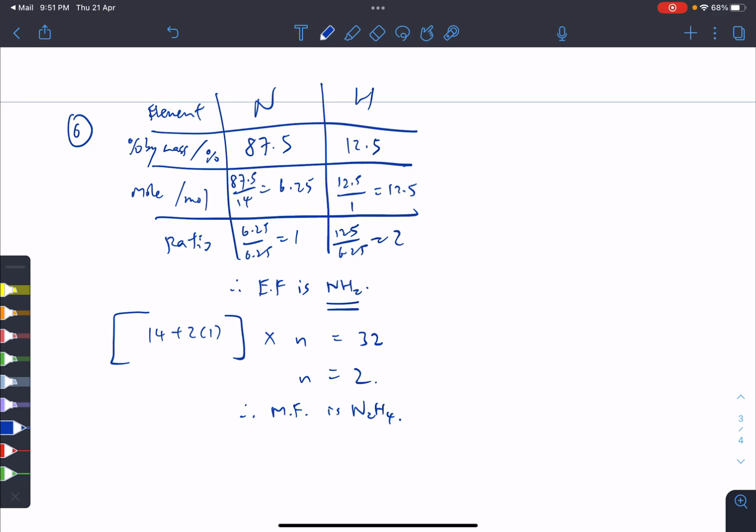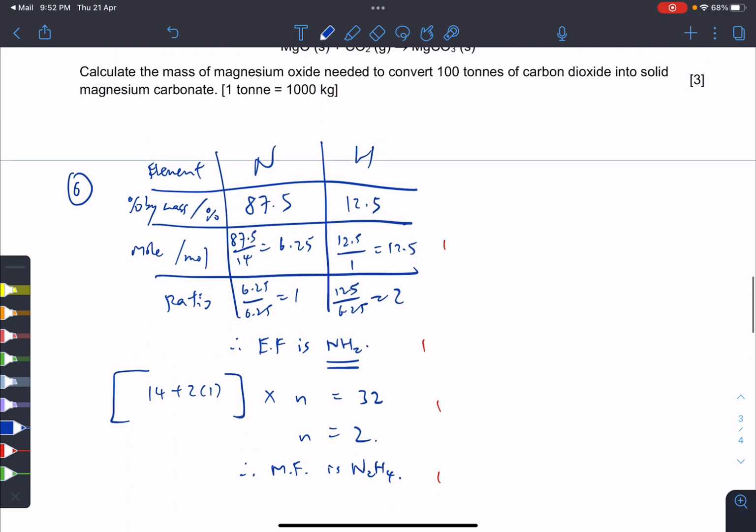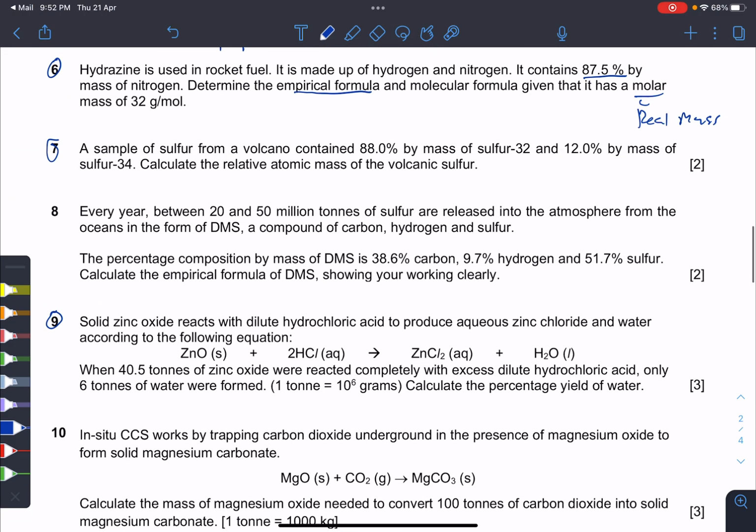Cool. Wow. That's 1 mark, 1 mark and 1 mark. That's 3 to 4 marks. Wow, so nice. Again, you need to digest. You can feel free to pause this.